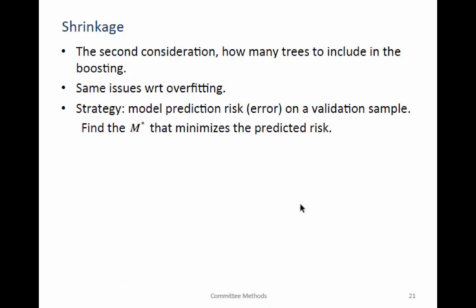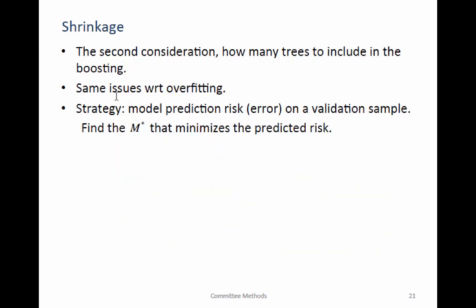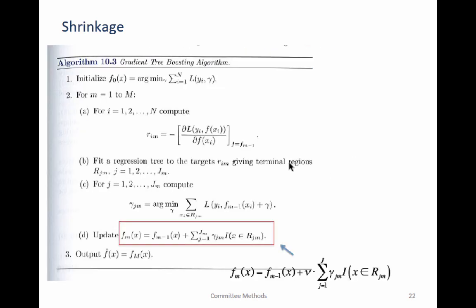Another thing you might think about is, how many trees should we include? So that comes down to figuring out where to halt this thing. And we can get into issues of overfitting if we include too many trees in our model. Unlike random forests, where more is more, that's not the case here. So the strategy here is to use a validation set or a test set as we would before and track that, and find the M star in this case that minimizes the predicted risk. In the discussion of boosting, they again change this terminology. Risk is just meaning loss, of course, in this case.